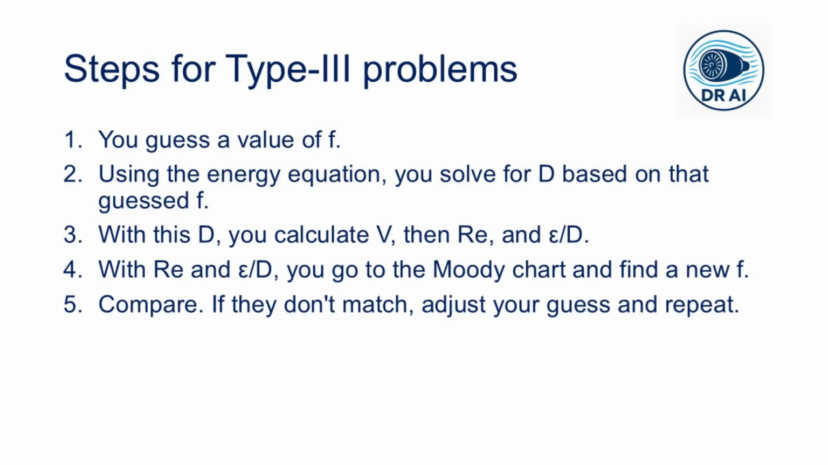First, in step number 1, you guess a value of the friction factor F, as in the type 2 problems. In step number 2, using the energy equation, you solve for the diameter D based on that guessed value of F. In step number 3, with this diameter D, you calculate the velocity V, then the Reynolds number, and then the e/D ratio. In step number 4, with the Reynolds number and e/D, you go to the Moody chart and find a new F. Finally, in step number 5, compare. If they don't match, adjust your guess and repeat the process.